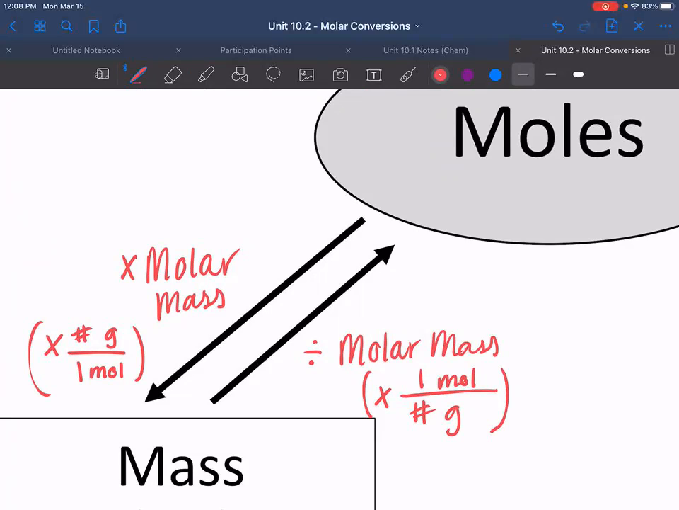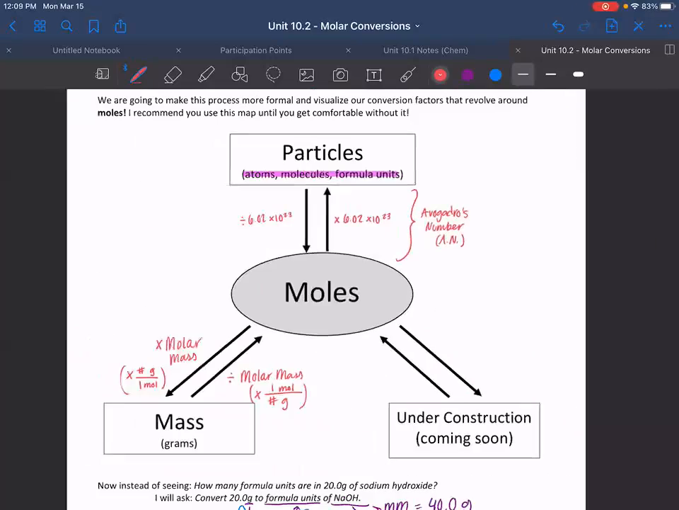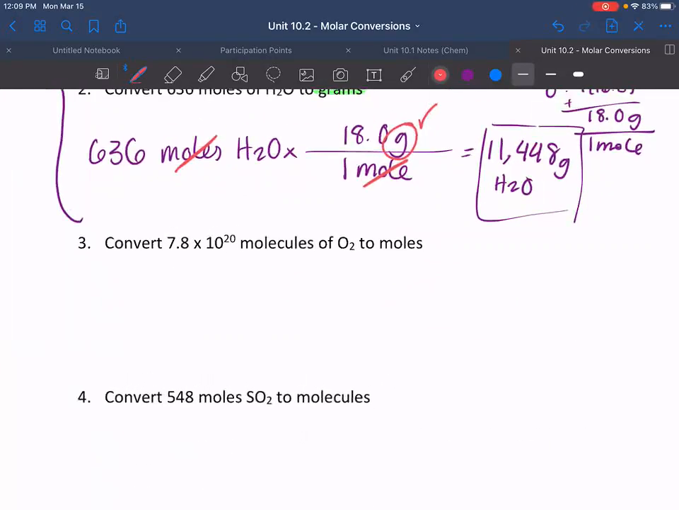Okay, so the next two problems have to do with particles, so we're going to be using Avogadro's number. So number 3, when you see things like molecules, that means we are going to use Avogadro's number, which in our case I'm just going to call molecules. That means we have 6.02 times 10 to the 23rd molecules in 1 mole.